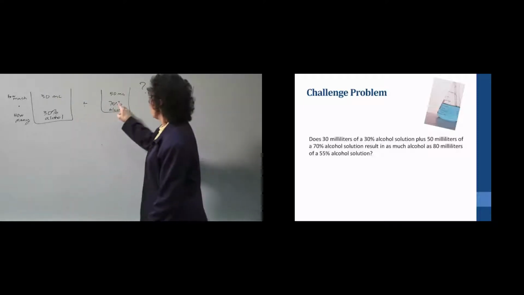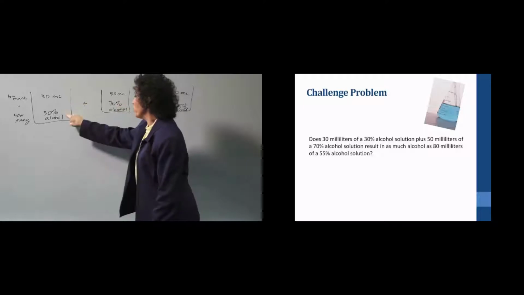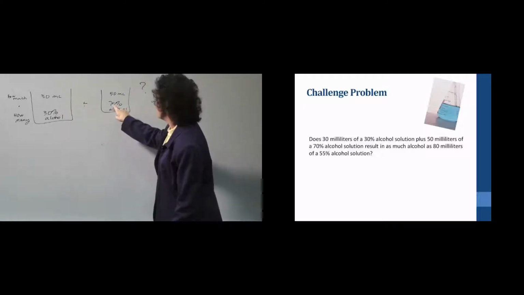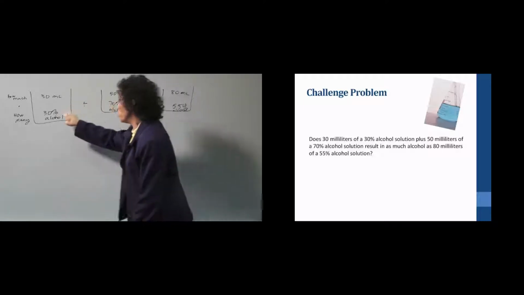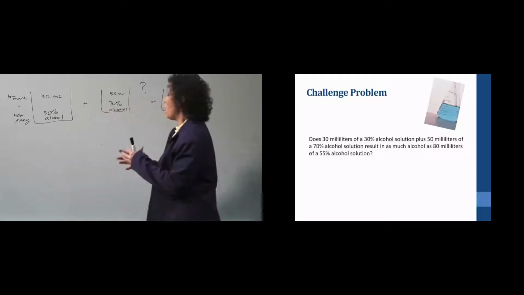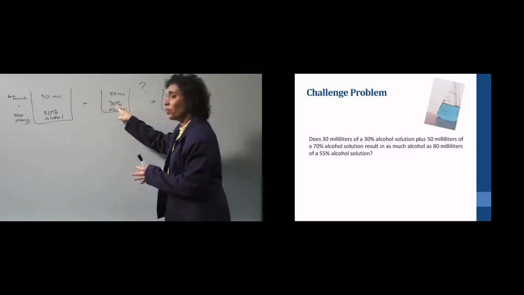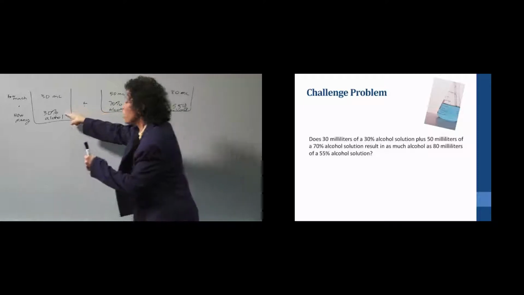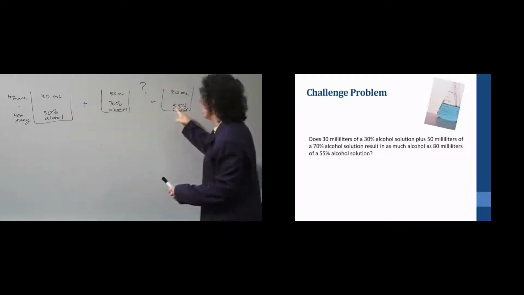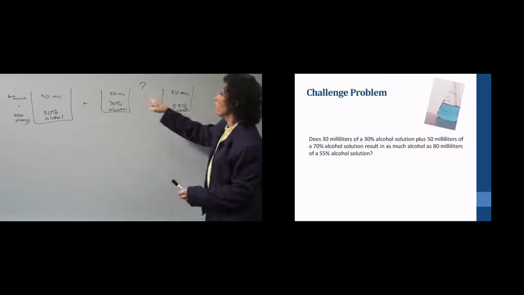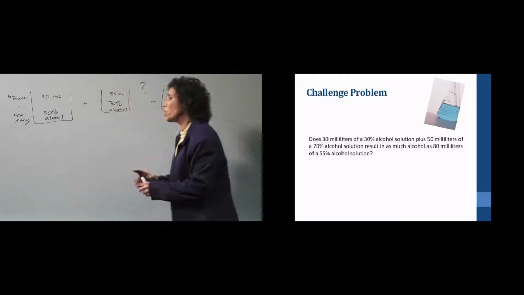Here's what I know. When I take 50 milliliters of a 70% alcohol solution and I put it with a 30% alcohol solution, I'm obviously going to get less alcohol than 70% alcohol because this is going to dilute it. But is it going to dilute it to 55% based on these milliliters? So here's what I know.